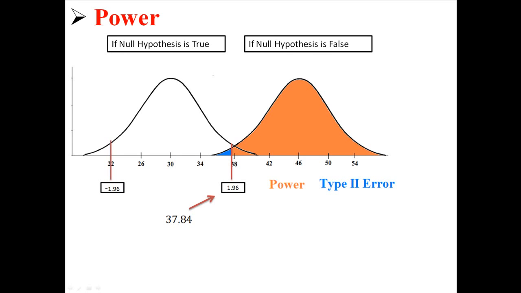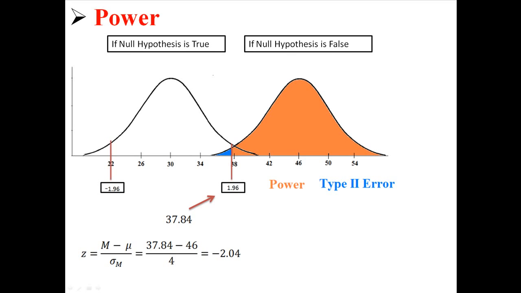And now that we know that it's 37.84, we can use that number to calculate what probabilities are associated with power and type 2 error. So first we're going to calculate the z-score. Now we're using the distribution on the right. We're going to take 37.84 minus the mean of 46 divided by the standard error of 4. And we're going to find out that the 1.96 from the distribution on the left is the same as negative 2.04 in the distribution to the right.